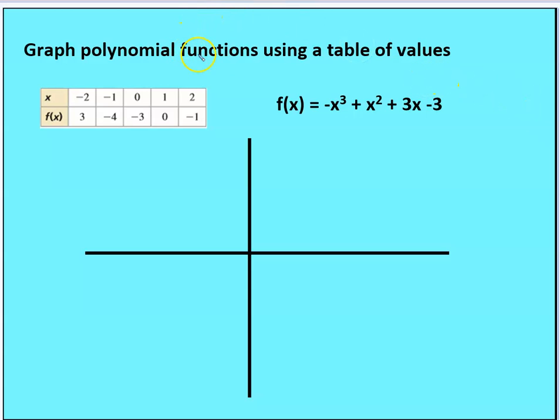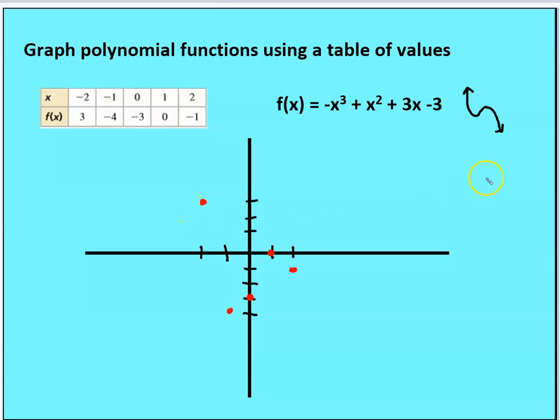So we're going to graph a polynomial function using a table of values. So I have these points, and I have this polynomial function. We know it's a cubic. We know it's negative, so it's going to be up to down with 2 turning points. All right. So we're going to plot in (-2, 3), (-1, 4), (0, -3), (1, 0), (2, -1). So that's the first thing we want to do: we want to plot these points.